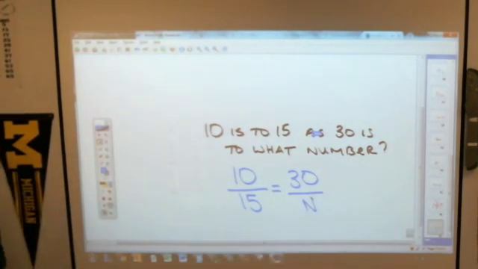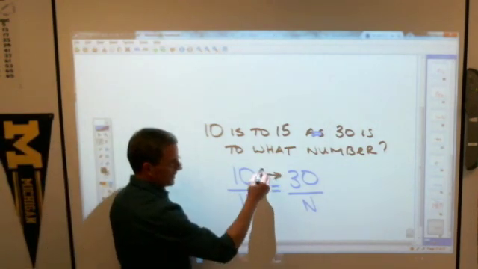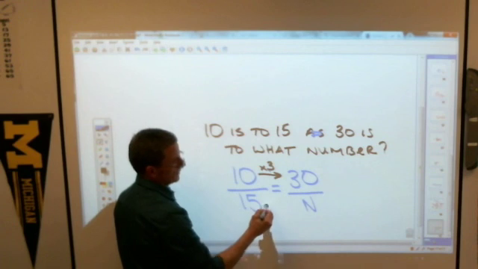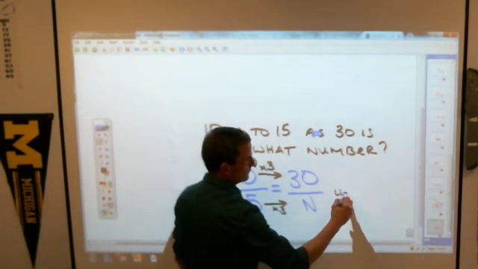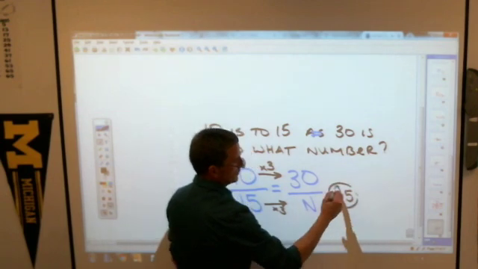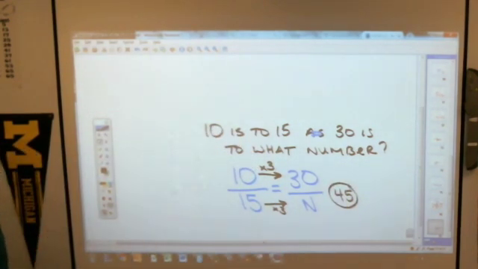And then again, ladies and gentlemen, I wouldn't do cross products unless I have to. Do you need to do cross products on this one? No, why not? Because you can go from 10 to 30 by multiplying by 3. So 15 times 3 is 45. You only really need to use cross products if you can't figure it out by just multiplying top and bottom by some numbers.